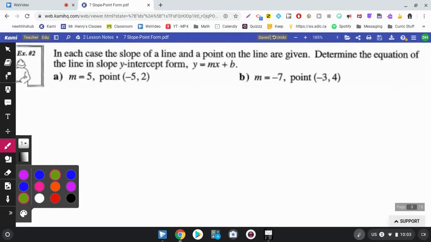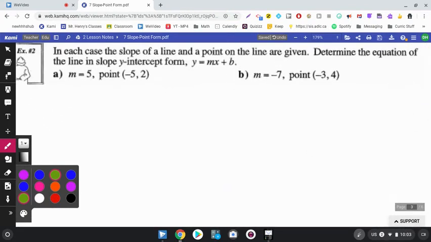Question number 2: in each case, the slope of a line and a point are given. Determine the equation of the line in slope y-intercept form, which is y equals mx plus b. Okay, well, here's where I can't just jump to y equals mx plus b. If I had the y-intercept, I absolutely could, but I don't. I just have this point. So my goal is always to find an equation of the line, and then I'll figure out how to put it to the form I need.